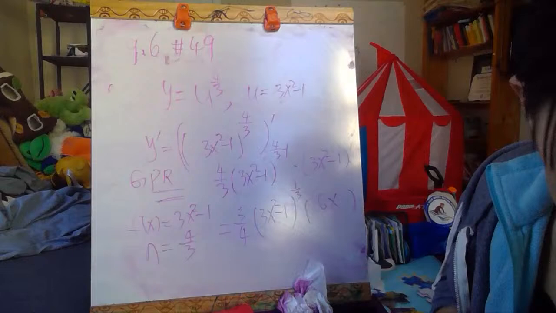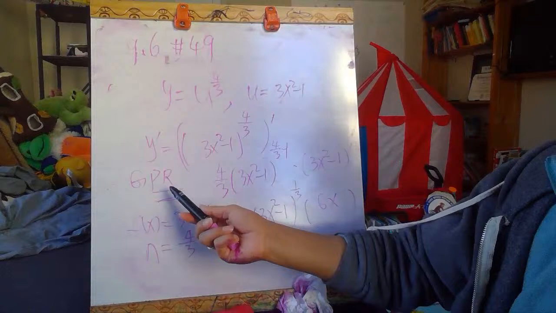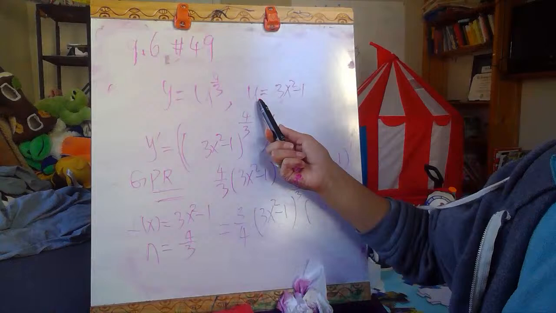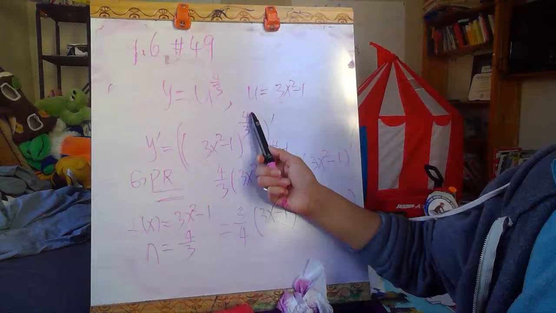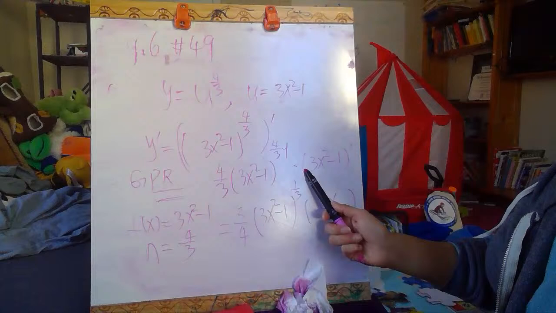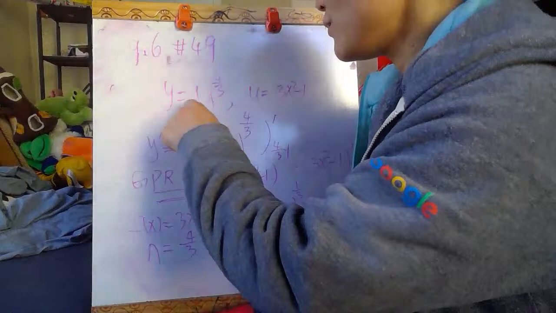So now, does it make sense, George? Yeah? So this is the general power rule. Or you can say it's the chain rule, but the general power rule is a special case of the chain rule. y equals u^(4/3), u is 3x² − 1. So we use the general power rule: f of x is this part, n is 4/3, so n times f to the n minus 1 times f prime. So it's this.